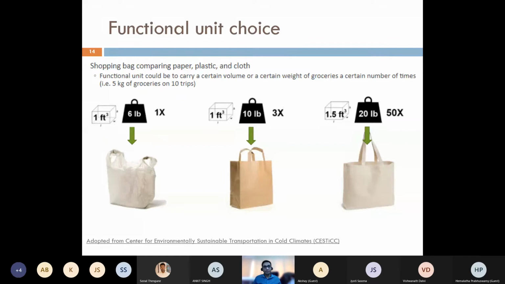Again, the choice of function unit would also depend upon whether we are going with the volume or the weight. Take the example of a shopping bag. We could have a plastic bag, a paper bag, or a cloth bag. Now a plastic bag maybe has an area of 1 feet cube. It could hold 6 pounds of weight and it can be used one time and then you dispose it.